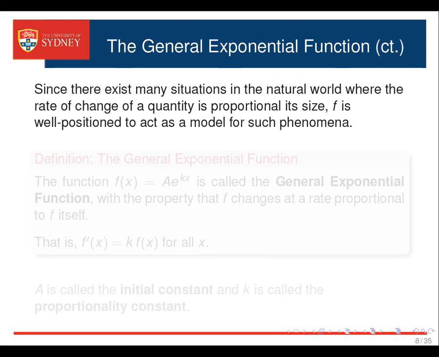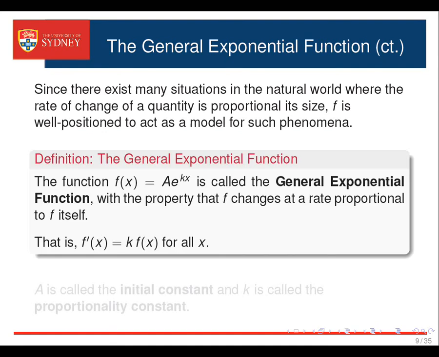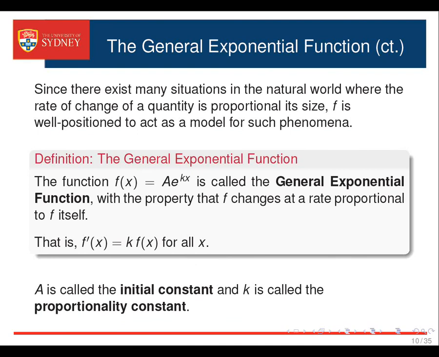In the real world, there exist many natural phenomena where the rate of change of a quantity is proportional to itself. Therefore, the function f serves as an excellent mathematical model for such situations. In fact, such is the importance of the function f that we give it a special name, the general exponential function. Terminology-wise, a is called the initial constant, and k is called the proportionality constant.